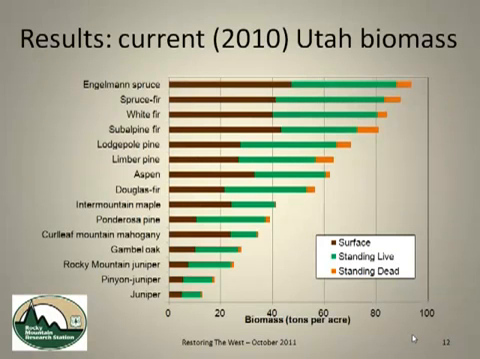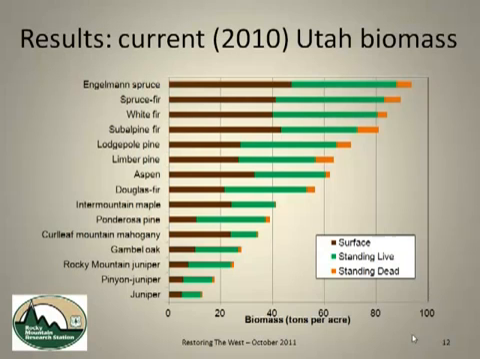So the results, these are the averages by forest types for the state of Utah in tons per acre on the x-axis there, and I'll just leave this up for a minute. I've got them arranged by total biomass, but in the green, we can see that's the standing live. The brown is the surface fuel. And then the orange is the standing dead.